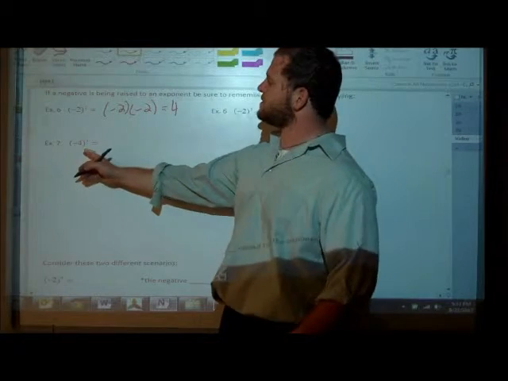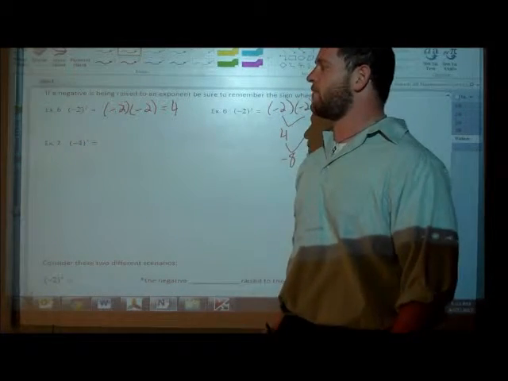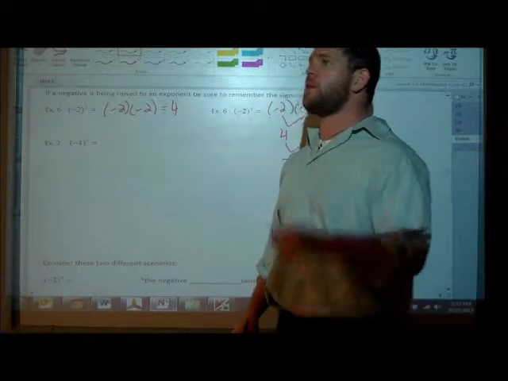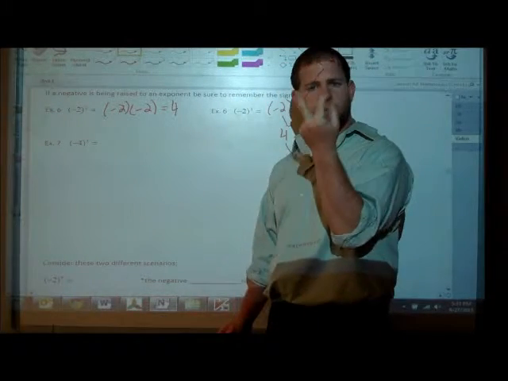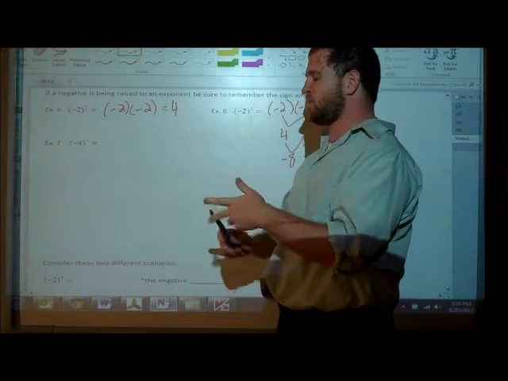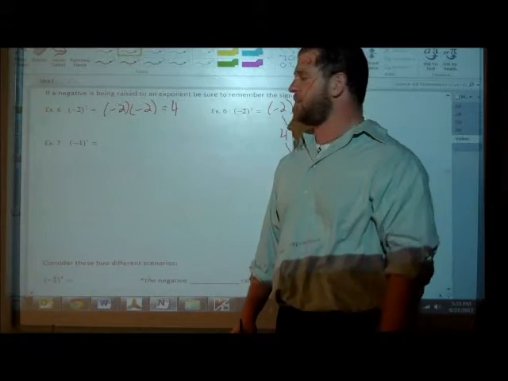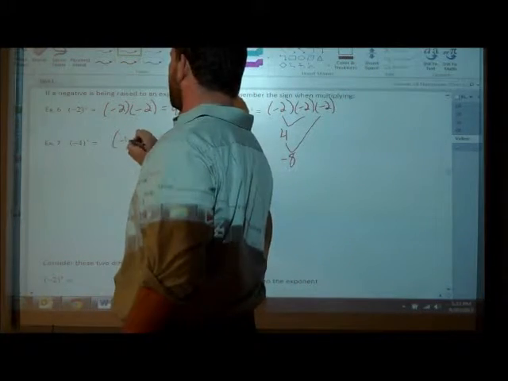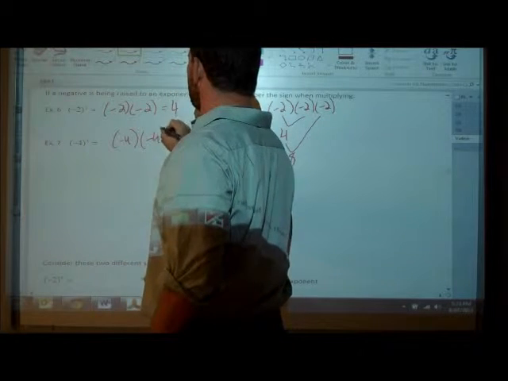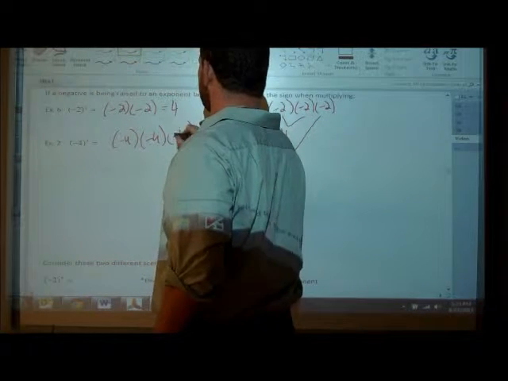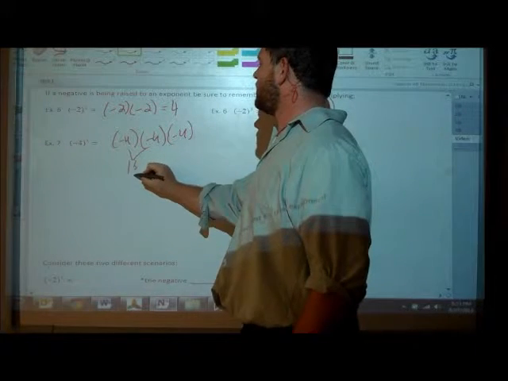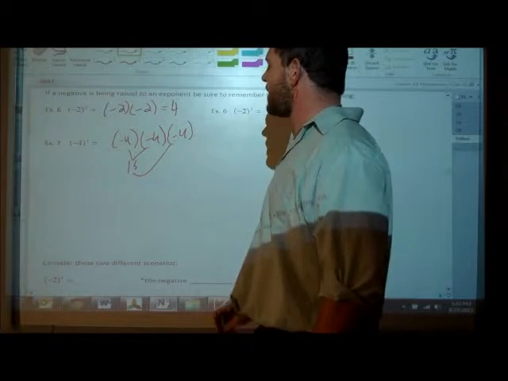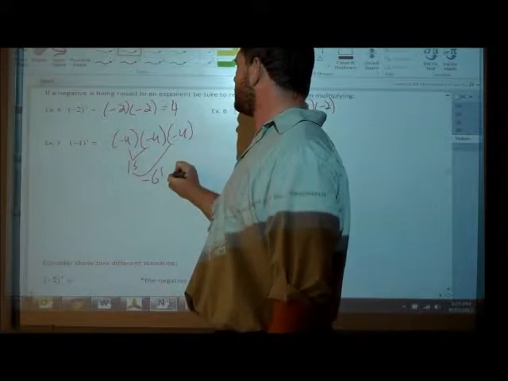Negative 4 times negative 4 times negative 4. Negative 4 to the third power. I know that I'm going to go negative, negative, negative. 3 negatives. Well, the first 2 are going to undo each other because negatives are opposites. And so my last negative is going to hold. There's nothing to cancel it out. So I'm going to go negative 4 times negative 4 times negative 4. Negative 4 times negative 4 is positive 16. And positive 16 times negative 4 is going to be negative 64.